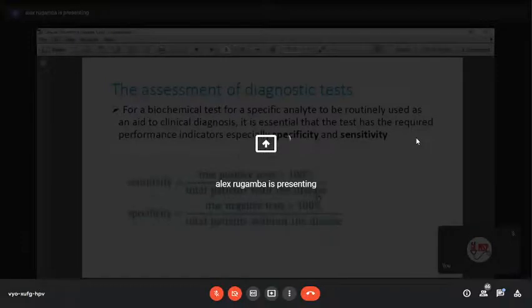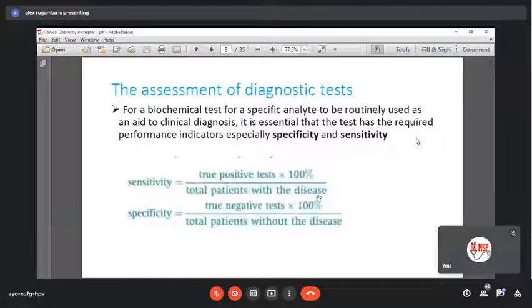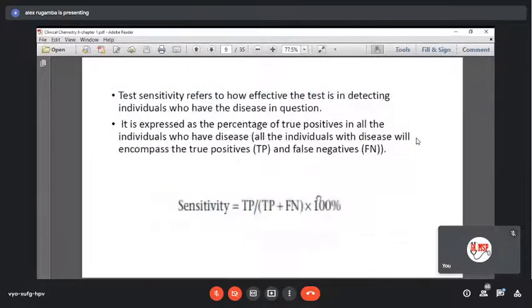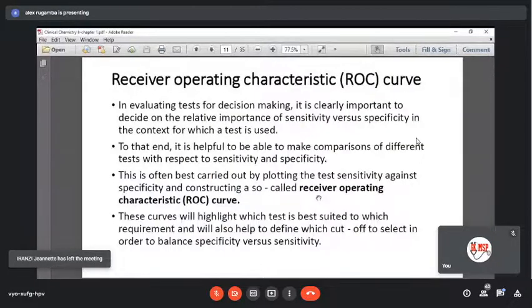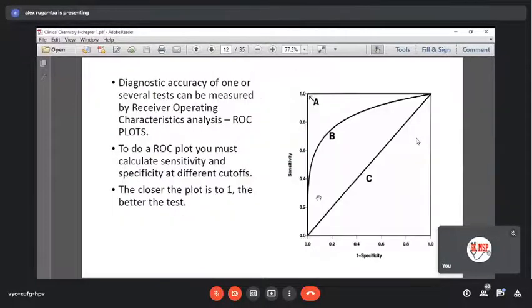So you heard about the sensitivity and the specificity. I told you that sensitivity indicates the true positive, and specificity is the true negative. And this is the formula that I was saying. And this is another way of tracing a curve using what you call receiver operating characteristics. So you trace the positive and the negative using this curve. They put the sensitivity on the Y axis and the specificity on the other axis.